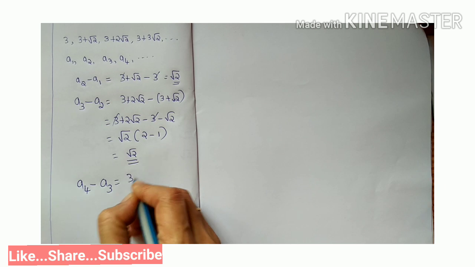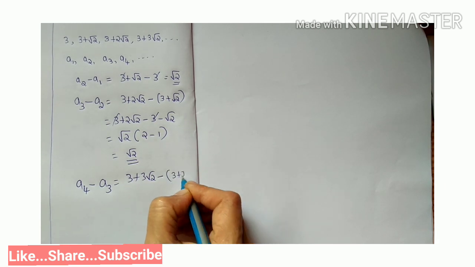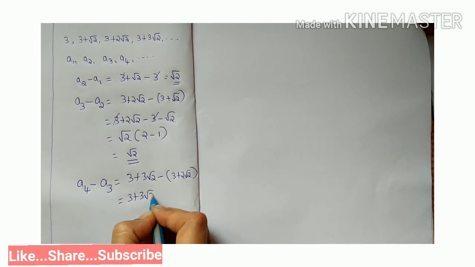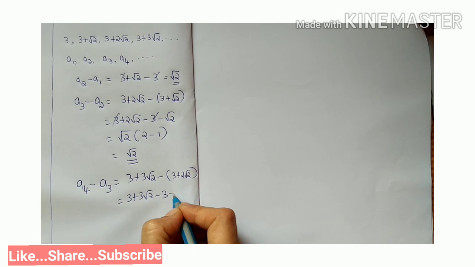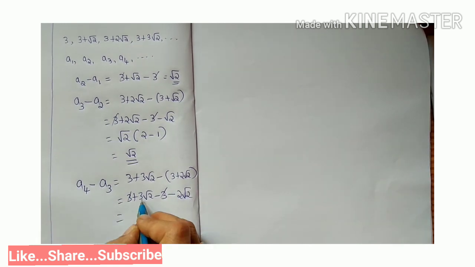The fourth term is 3 plus 3 root 2 minus the third term, 3 plus 2 root 2. So 3 plus 3 root 2 minus 3 minus 2 root 2, and the 3 minus 3 cancels. Here root 2 is common, 3 minus 2, here also root 2.